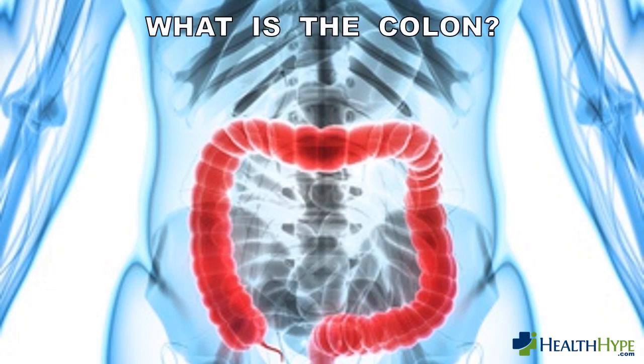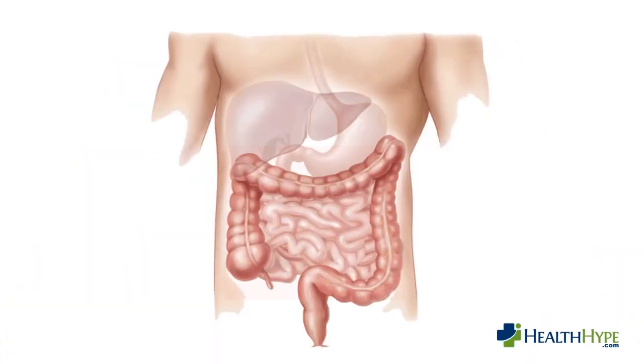It is important to first understand what the colon is, the different parts of the colon and where it is located. The colon is the last part of the digestive tract. It continues from the small intestine to taper off at the rectum. The colon is spread throughout most of the abdomen.